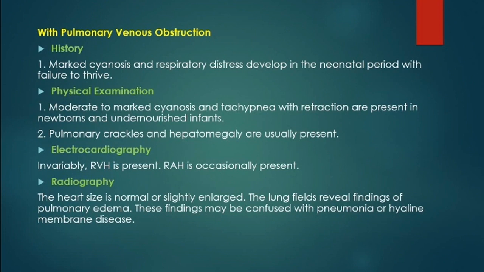Patients with pulmonary venous obstruction present with marked cyanosis and respiratory distress since the neonatal period. Physically, these patients show cyanosis, tachypnea, and retractions, and are malnourished. Chest examination will show pulmonary crackles, and hepatomegaly. ECG shows right ventricular hypertrophy or right atrial hypertrophy. Chest X-ray shows a normal or slightly enlarged heart size, with lung fields showing evidence of pulmonary congestion up to pulmonary edema.